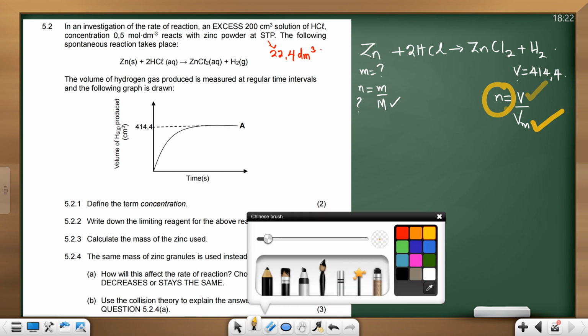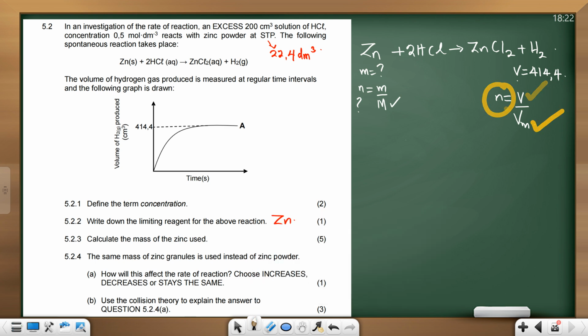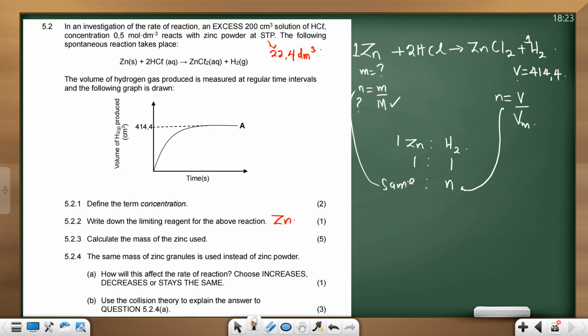When you are done with that, you come to step 2 and say, okay, what's the mole ratio of zinc and hydrogen gas? For the mole ratio, you look at the number here and the number here. Oh, it is 1:1. Whatever number I get here, I am now looking for this. It's going to be the same. And this is this.